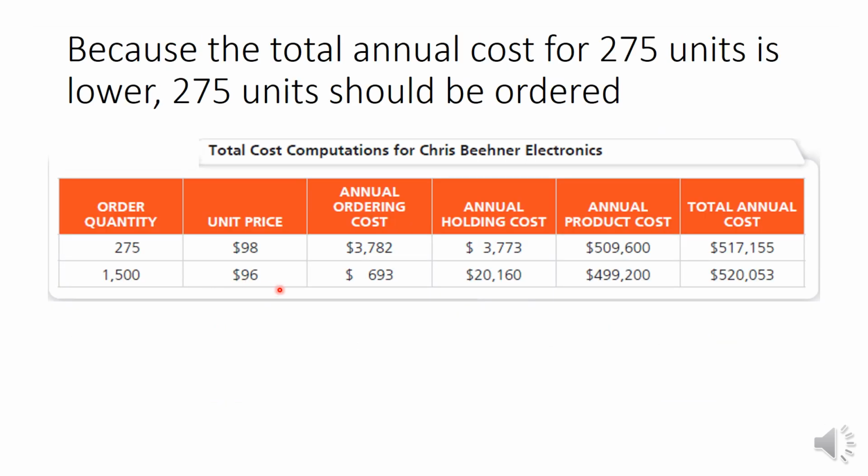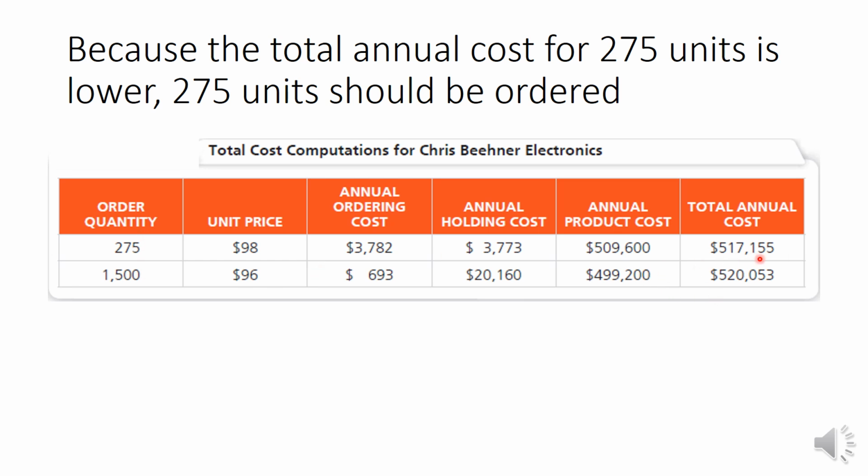Over here you see the total cost, as I already mentioned, is the annual ordering cost plus annual holding cost plus annual product cost. We already know that the annual ordering cost is D by Q into S. Annual holding cost is Q by 2 into H. Annual product cost is P into D. So this is how we get this. We put all in this formula and we get this Q and this Q. So the Q changes and the total cost changes as well.